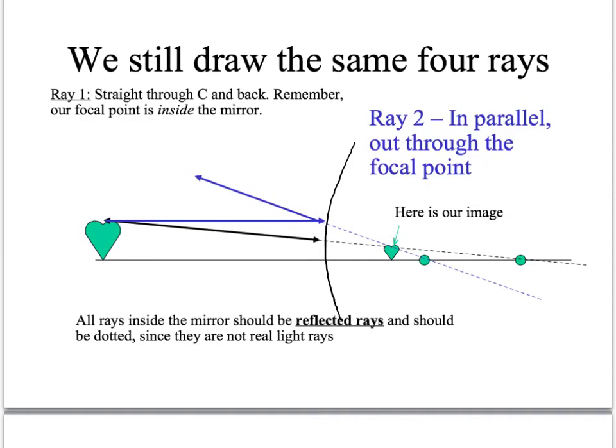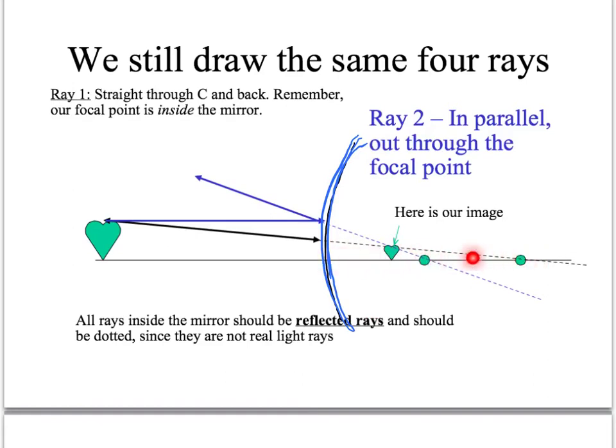Okay, so now we have a convex mirror. It's convex because it's not caved in. It's pointing out. And so we still draw the same four rays, but remember our focal point is inside the mirror. The curve of your mirror always points towards your focal point and your center of curvature.